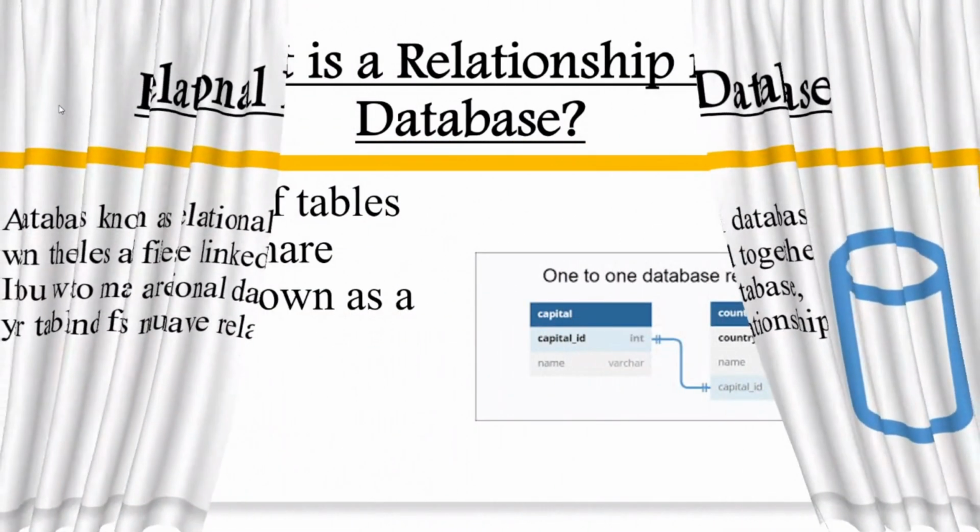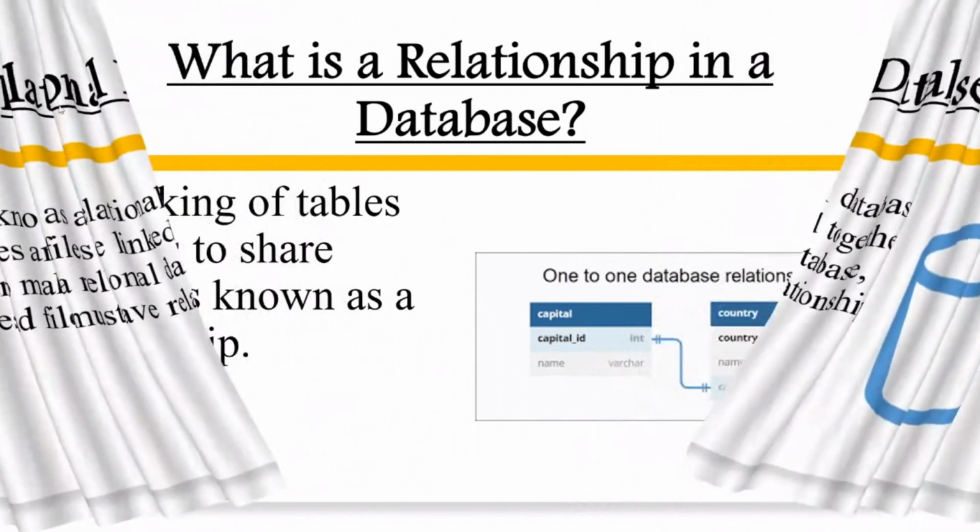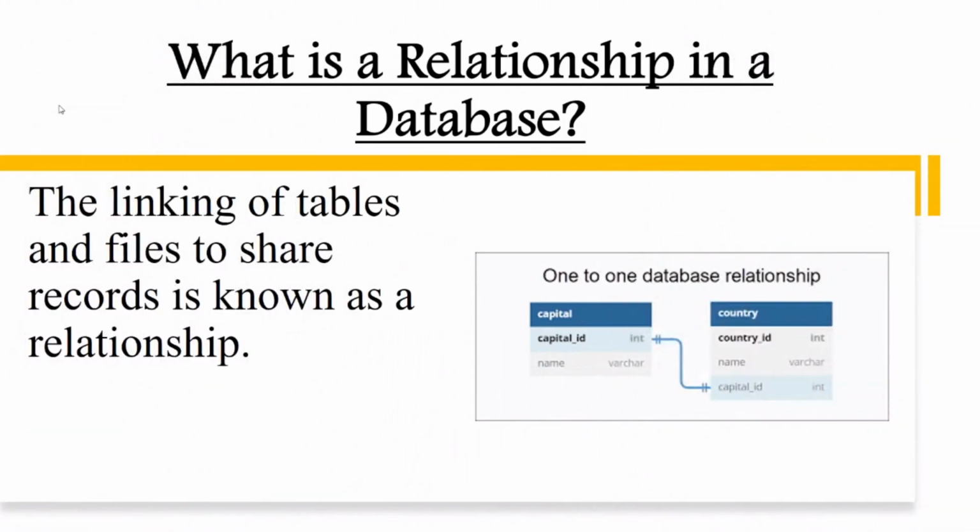So what then is a relationship in a database? It is the linking of tables and files to share records. So basically, it's a connection between two or more tables that links data based on a common field. So whenever our tables and our files are linked to share records, this is known as a relationship.